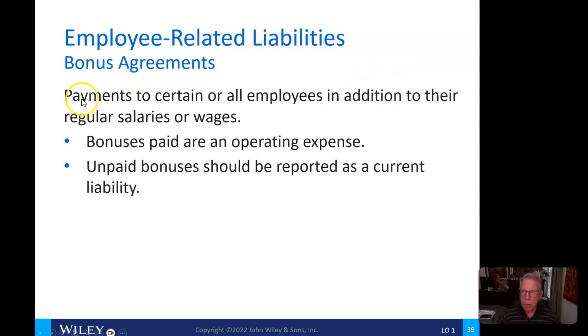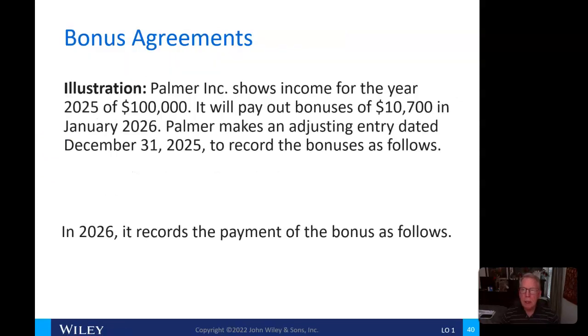Okay, bonus agreements. Here, payments to certain, or in some cases, all employees in addition to their regular salaries and wages. Bonuses paid are an operating expense. No surprise there. Unpaid bonuses should be reported as a current liability. Let's take a look at an example.